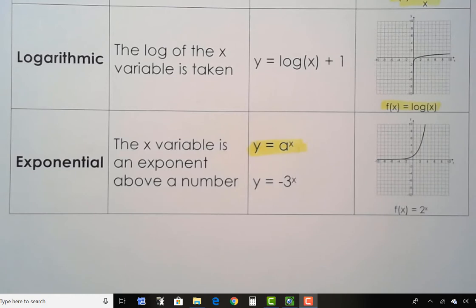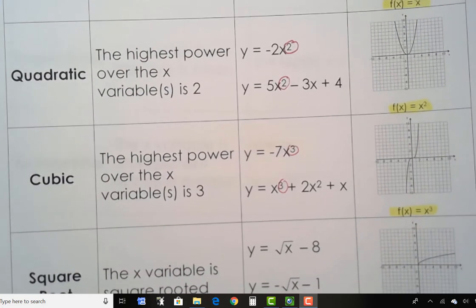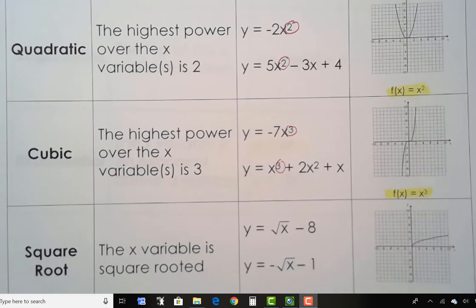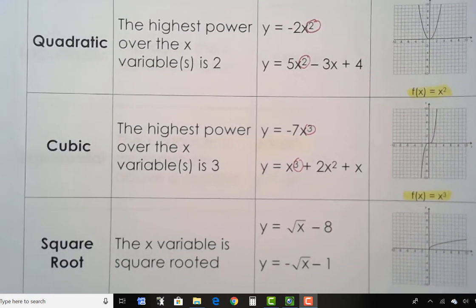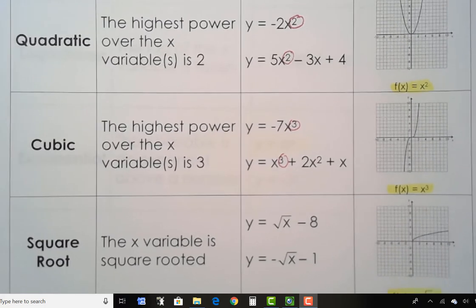Like I said, the latter three we'll talk about later on in the semester, and it will make much more sense. But definitely with all of the functions, become familiar with them. On the first page, we've seen all five types of graphs so far.